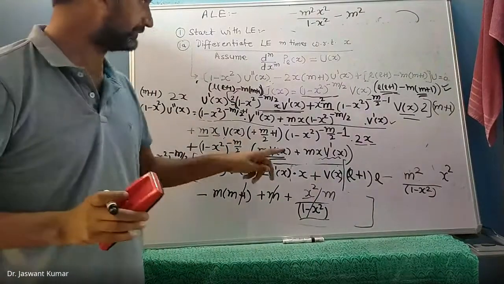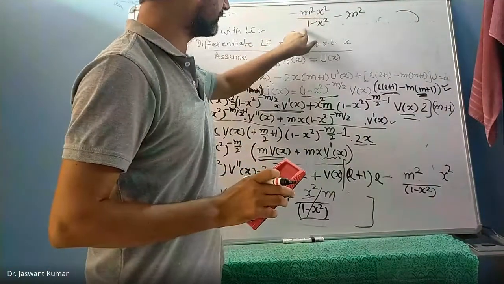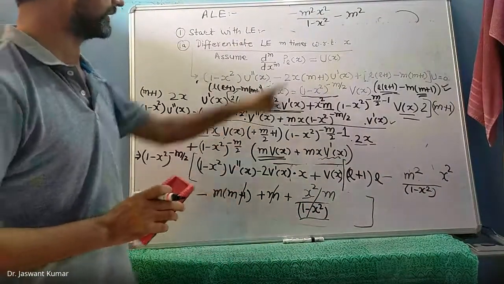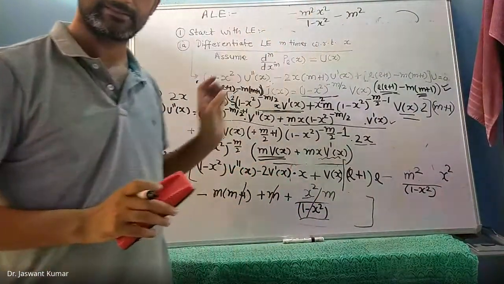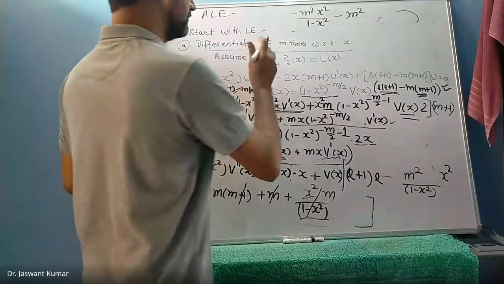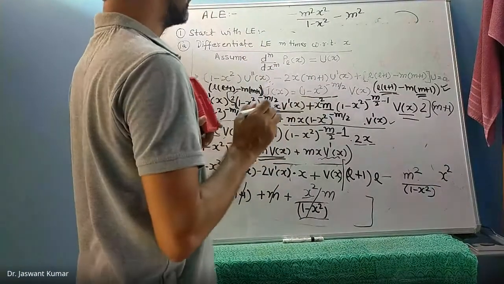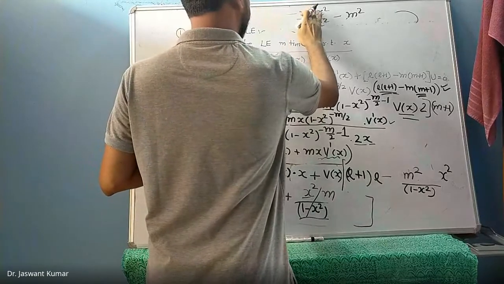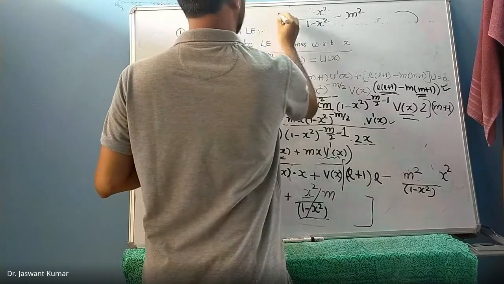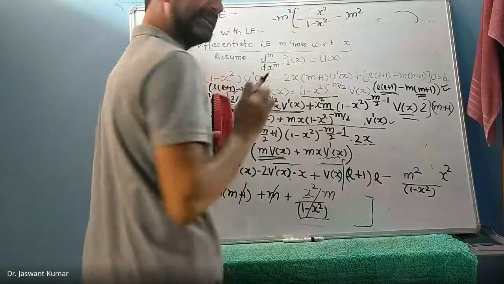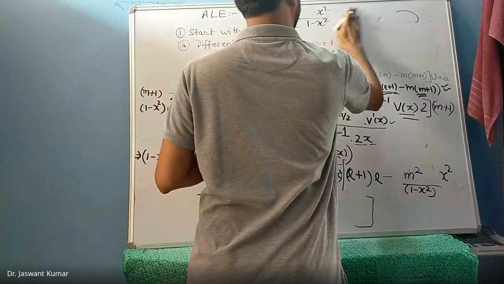Is everyone okay with this, children? This minus m square x square by 1 minus x square is coming from this, and this minus of m square is coming from this. Everyone all right with this? Now, please take the minus m square common. So you take this minus m square common. So this will be x square by 1 minus x square and this will be plus 1.